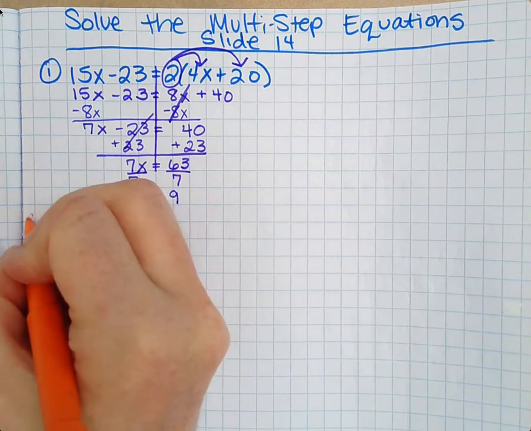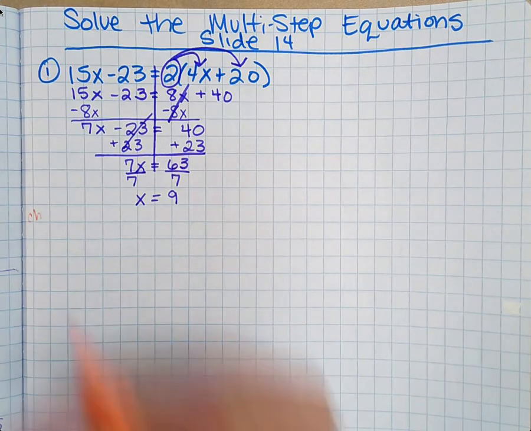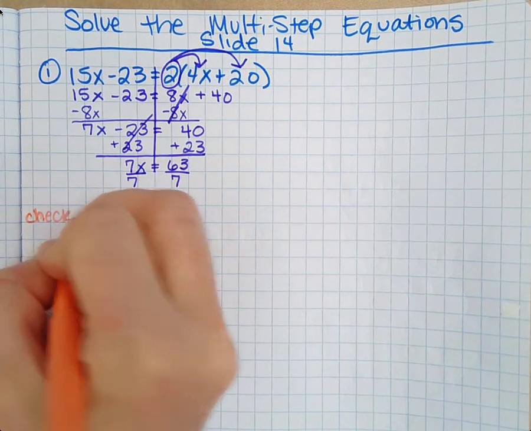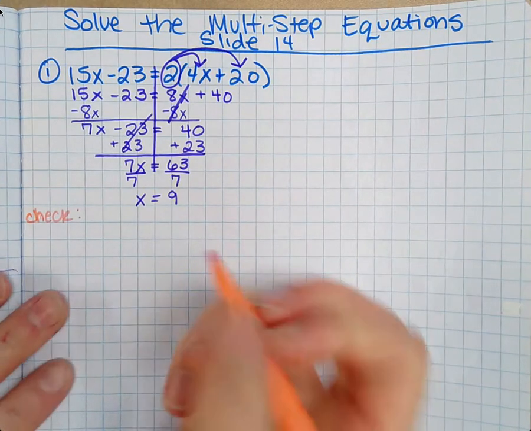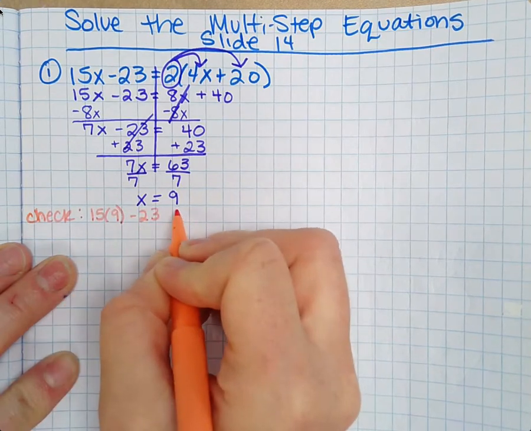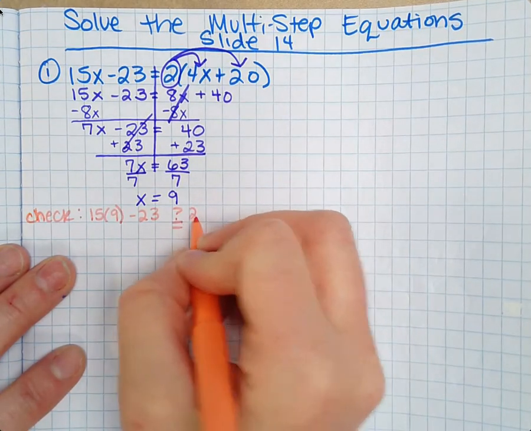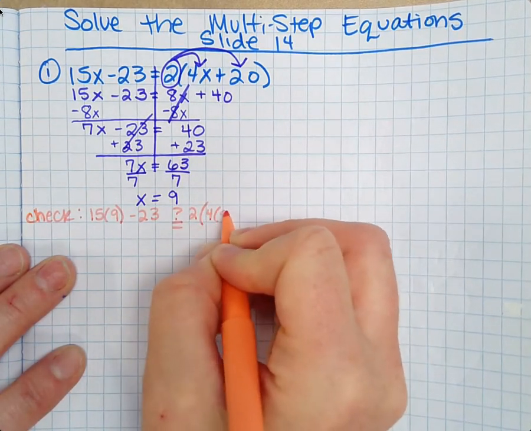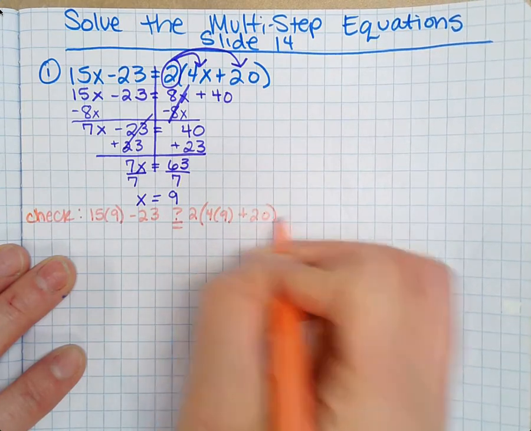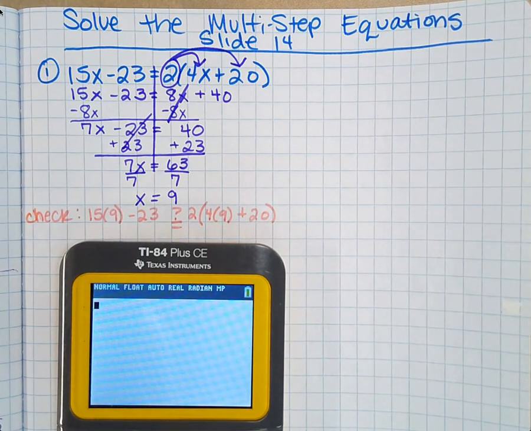So underneath here, I'm gonna write check, and this is a bad. I'm just throwing that away. Try this again, check. And I'm going to plug in the 9. So 15 times 9 minus 23 equals maybe, question mark, 2 parentheses 4 parentheses 9 plus 20. And we're going to put this straight in the calculator. If you need to grab one of mine, go for it. If you want to use your Chromebook, you can do that.